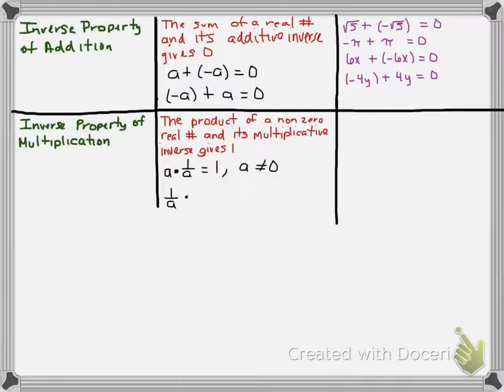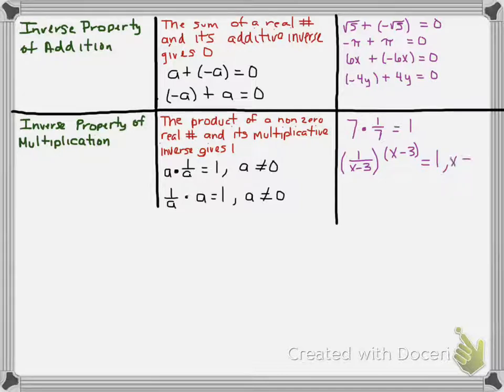Now, if I had 1 over A times what gives me 1? Times A. Again, where A is not equal to 0. So some examples. I have a 7. What is the reciprocal of 7? 1 over 7. Is 7 times 1 over 7 1? Yes, it is. Let's say I had 1 over x minus 3. If I multiply by x minus 3, then that right there becomes a 1.